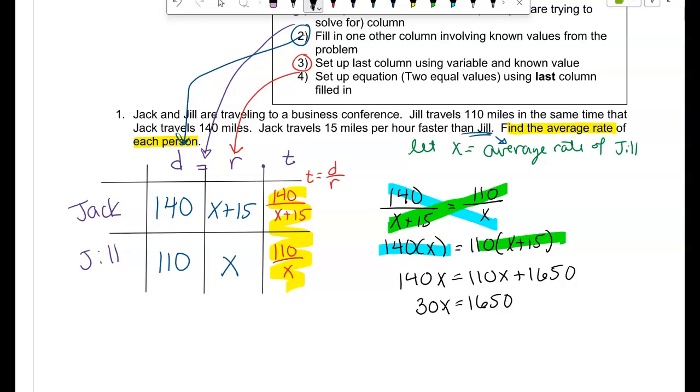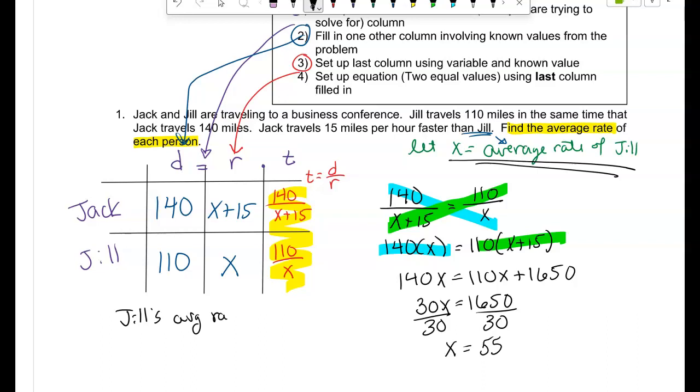Divide both sides by what? What's x? Okay, now what did you just find? What's x? All right, so what is Jill's rate? Average rate. Rate is 55 miles per hour. What is Jack's average rate?